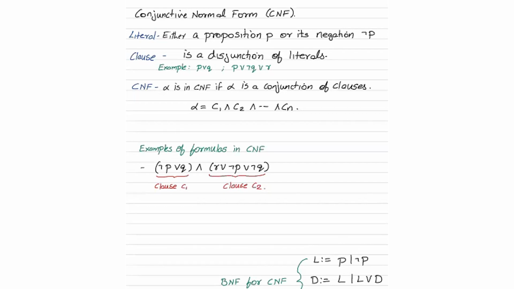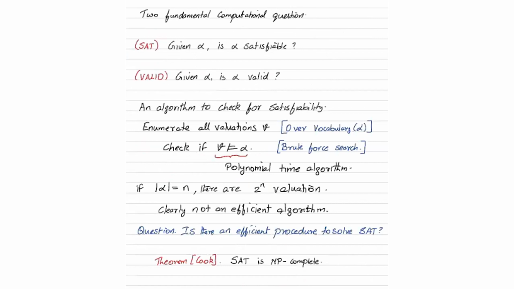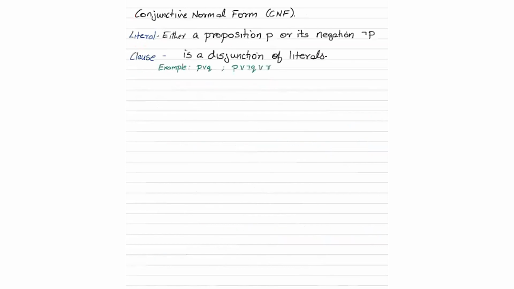Okay, so what is interesting about CNF is, suppose I am guaranteed that I'm looking at formulas in CNF. Now I'm asking this question of validity: given alpha, is alpha valid, where alpha is a CNF formula? So alpha is not an arbitrary propositional logic formula, but I'm guaranteed that it's a formula in CNF, and I'm asking whether alpha is valid.